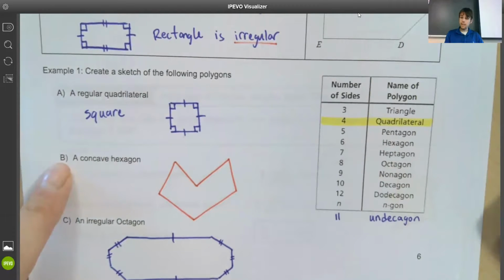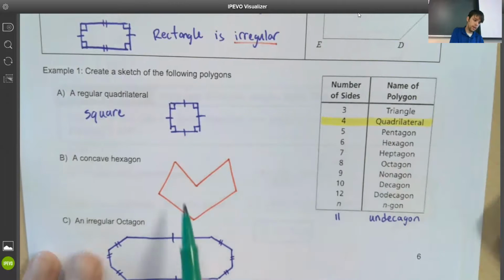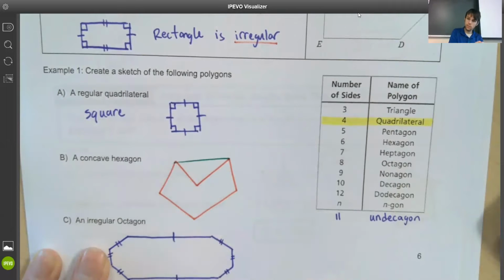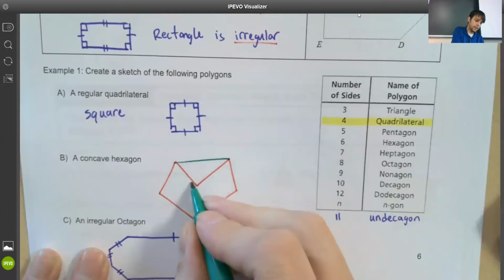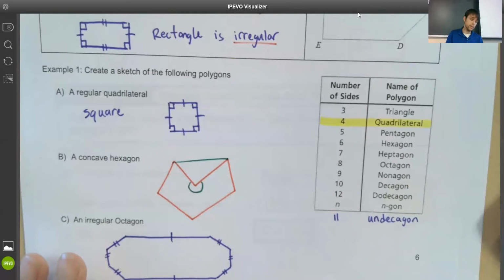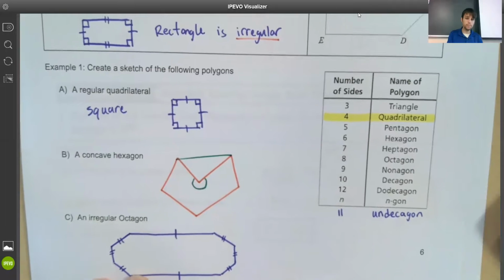A concave hexagon, remember concave means that it sort of caves in. Here we have this indentation, and you'll notice this diagonal is completely on the outside, or in the exterior, of the polygon. And this angle exceeds 180 degrees, right? It's greater than a straight line. So both of those things make it concave.